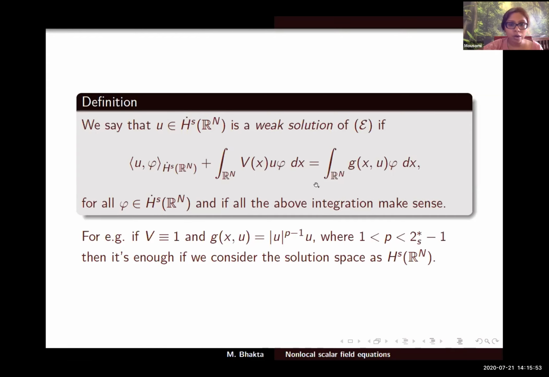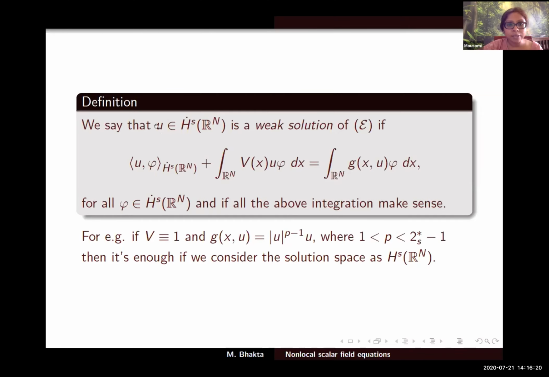So why did I write that all this integration makes sense? Because it depends on what condition I need to put. It need not be enough to work just in \dot{H}^s(R^n). I may need to take more assumptions, more restrictions on this. It depends on the nonlinearity g and the potential function V. So for example, suppose I take V identically 1 and g is the polynomial one with subcritical nonlinearity.